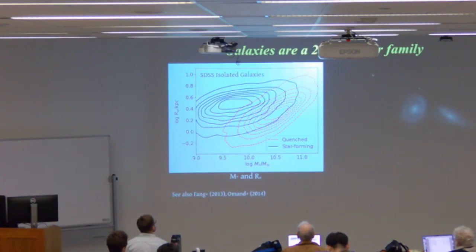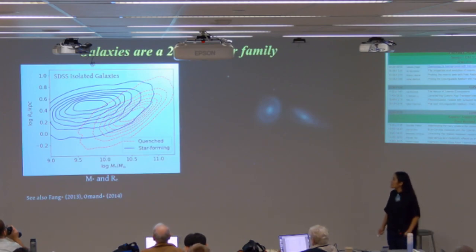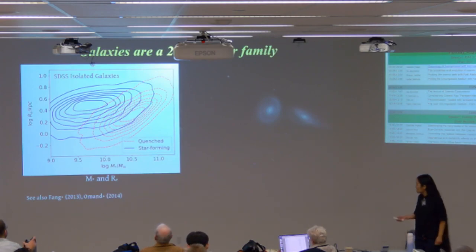I've just made a really quick plot from the phone that you all can make, showing the quenched galaxies in red and the star-forming galaxies in blue, and you can see that the star-forming galaxies at the same mass tend to be larger than quenched galaxies.